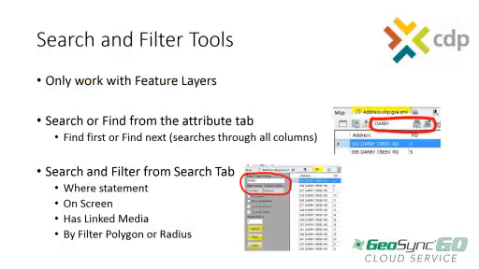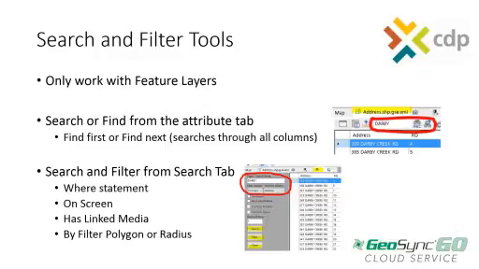Search and filter tools, well, some things we already covered. It only works with feature layers. The tools that we'll look at are divided into two different things. From the attribute tab, where we have a list of our feature attributes, you can use the find first or find next tool just to search through the data. That's the most basic search tool that's included in the desktop.